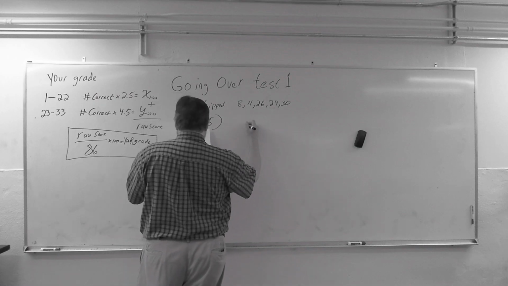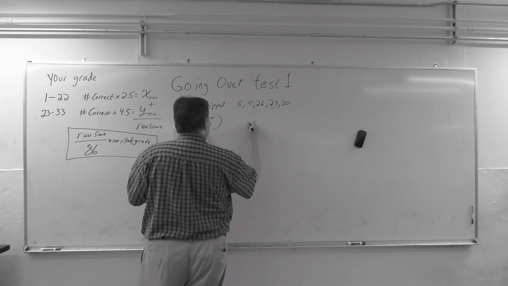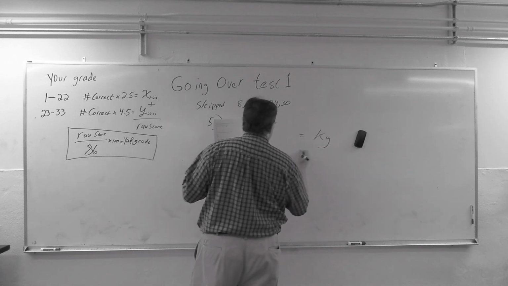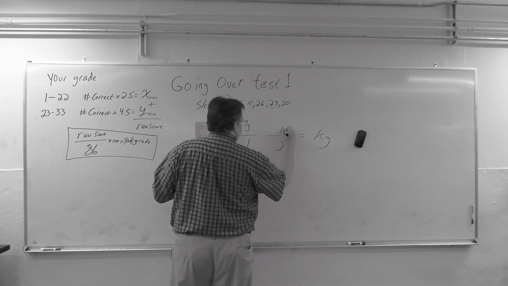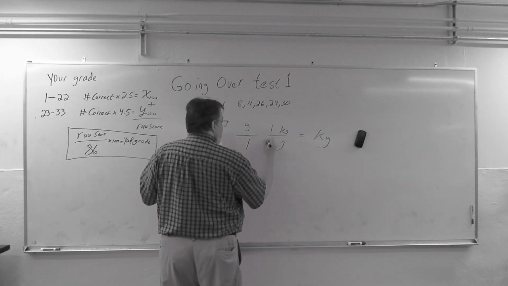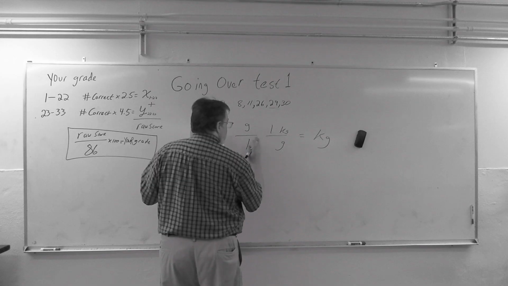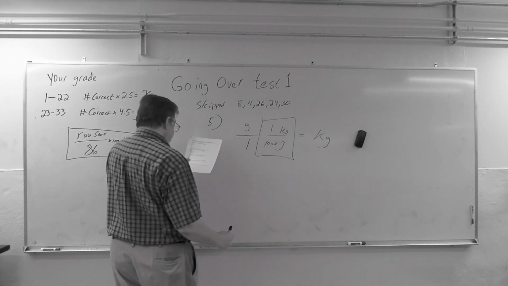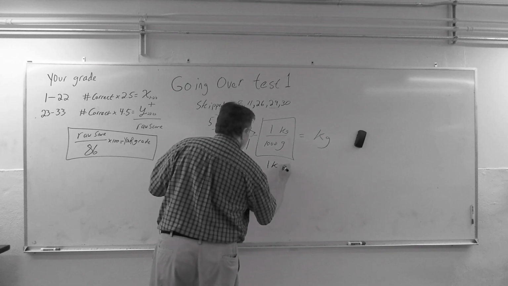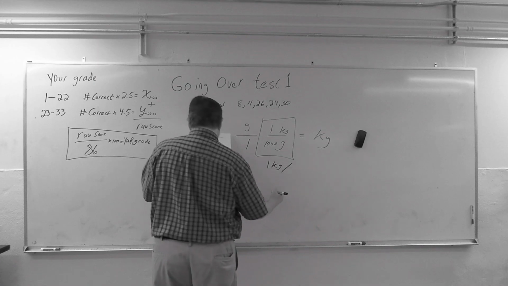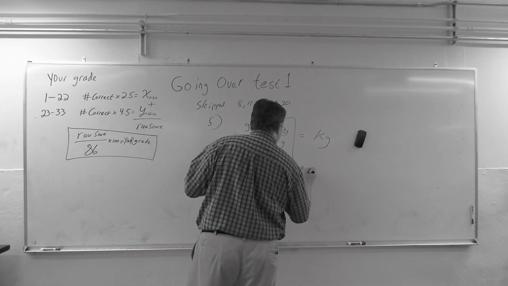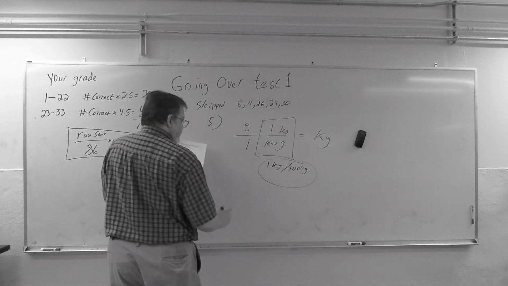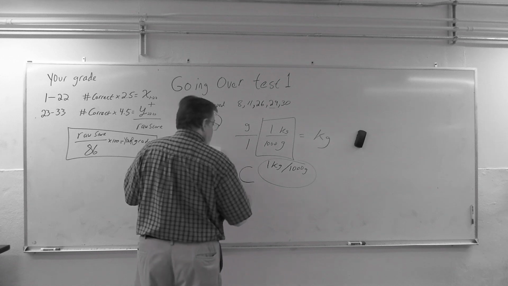To turn grams into kilograms, you've got to have grams on the bottom, kilograms on top. 1 kilogram, 1,000 grams. So that should be the answer, although it's written 1 kilogram. That should be the answer. C.